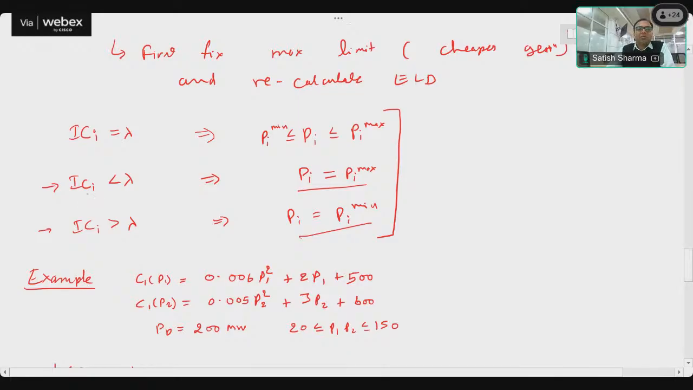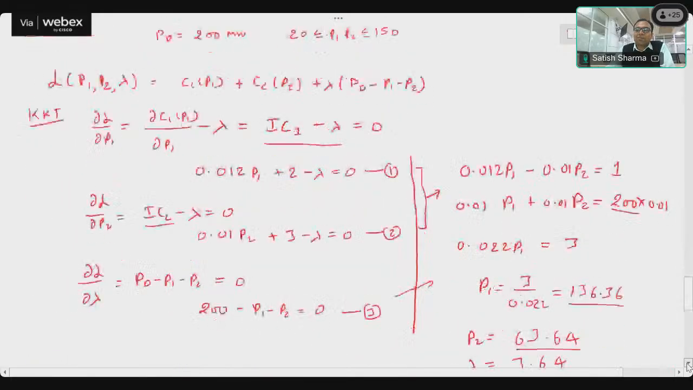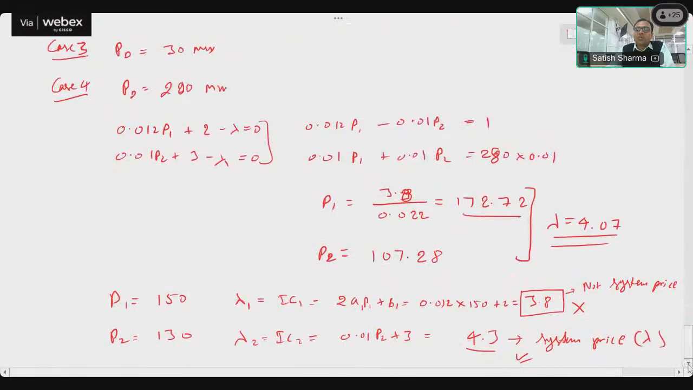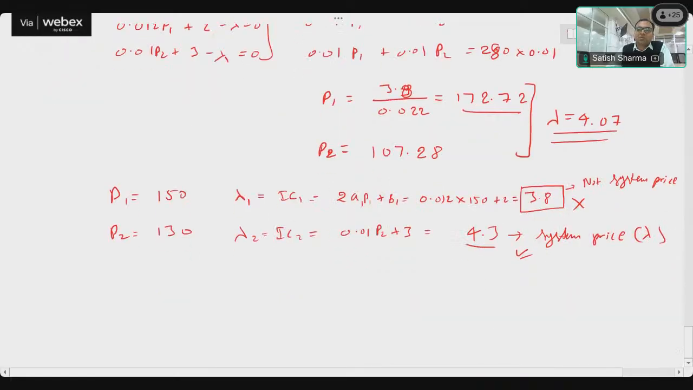Okay, and the same thing we can observe from these conditions which we have learned earlier: whenever the incremental cost is less than the system price, we have to enforce the maximum limit, and whenever the incremental cost is more than the system price, we have to enforce the minimum limit. And if it is within the minimum and maximum limit, then the incremental cost will be equal to the system price. So the second generator basically has a power output which is within the limit. That's why we are calling this 4.3 the system price or lambda. So far I think it is understood.